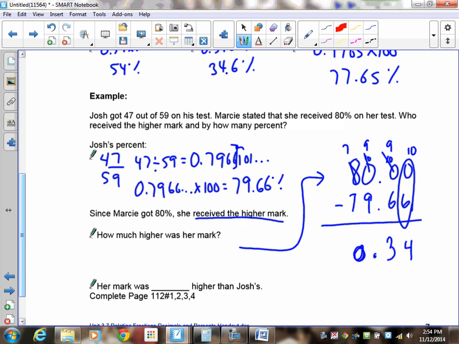So, of course, the answer is 0.34, and there is a unit here, percent. So her mark was 0.34% higher than Josh's. Remember not to round off. If you had rounded off here at the beginning, you would have gotten 0.80 or 0.8, and that would have given you 80%, and then you would say they're tied, when in fact they're not.